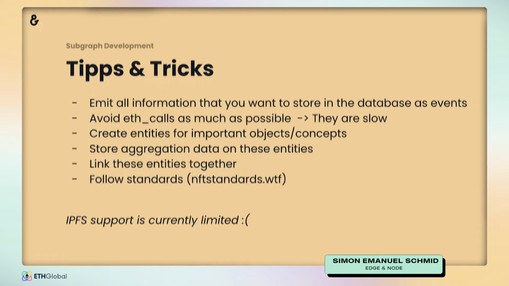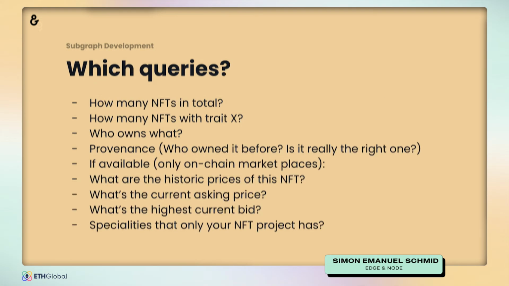You can create entities for important objects and concepts. We'll look at that later, more in practice. You can store aggregation data on those entities like counts, and link those entities together so you can have more meaningful and more explorational queries. Then there are the NFT standards, and WTF is a good resource, but you can also ask me. Then you can start to think about what kind of questions you want to ask, what questions you want to have answered through your subgraph.